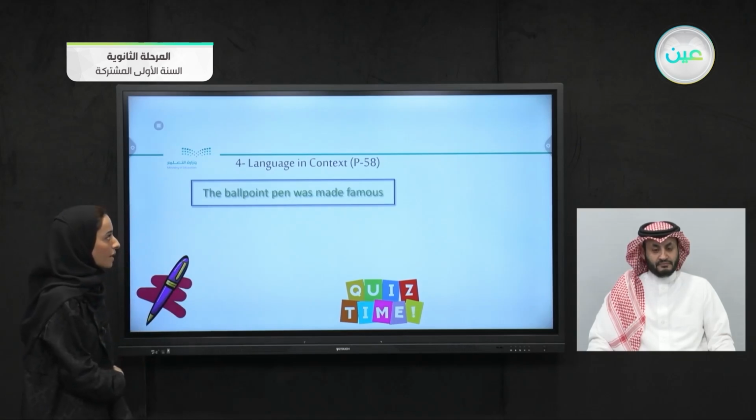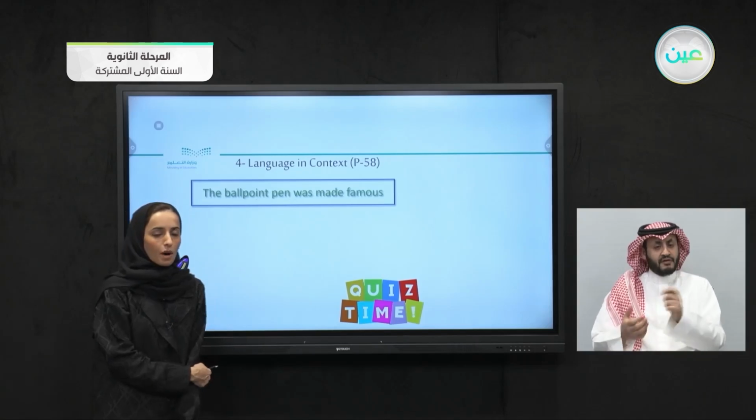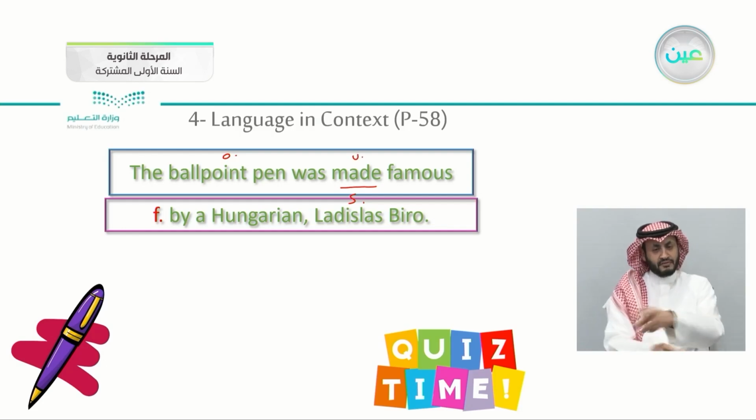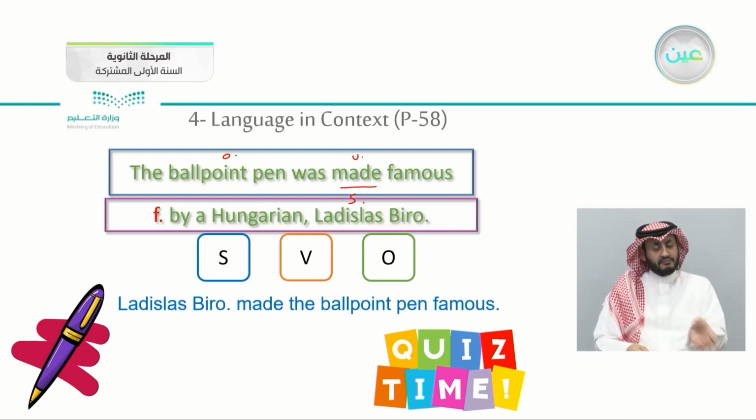The ballpoint pen was made famous. Who made it famous? Who made it popular so everyone used it? By the Hungarian Ladislav Biro. So we have this as the object, done by the subject, and made famous as the verb. To come up with the active sentence, we will start with the Hungarian Ladislav Biro made the ballpoint pen famous. He did the action to whom? To the object.